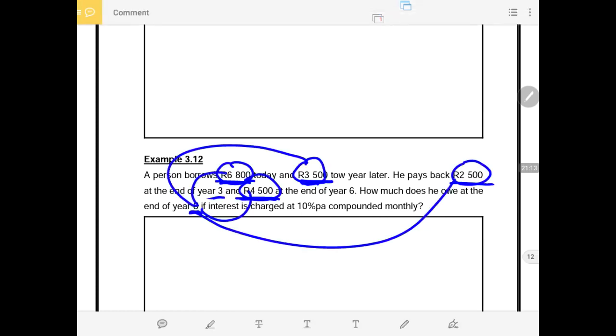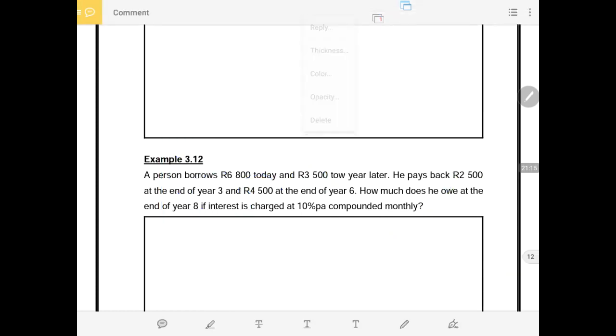Then we take the future value of the amounts borrowed, minus the future value of the payments, in this case there are two payments, and that will give us the amount owed at the end of 8 years.